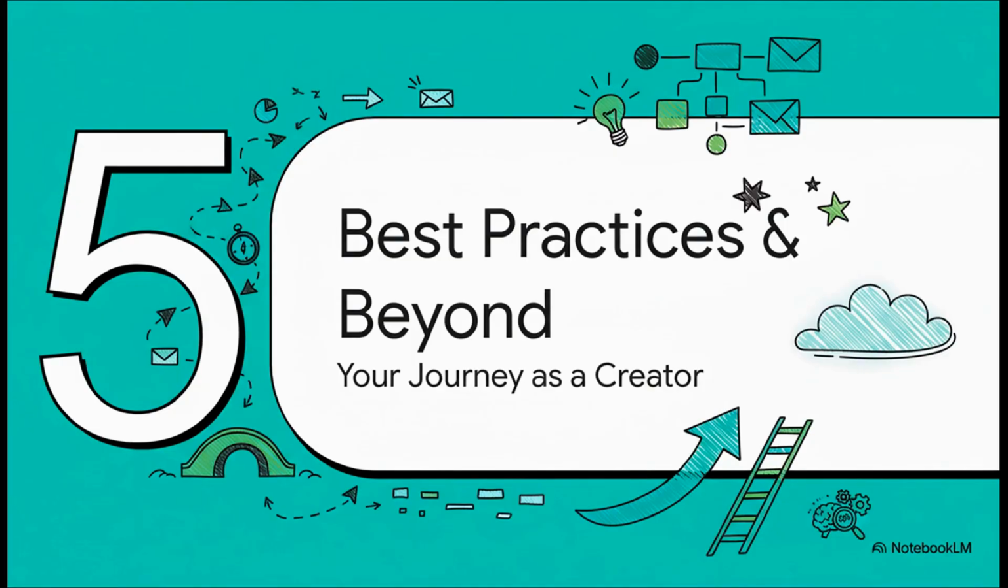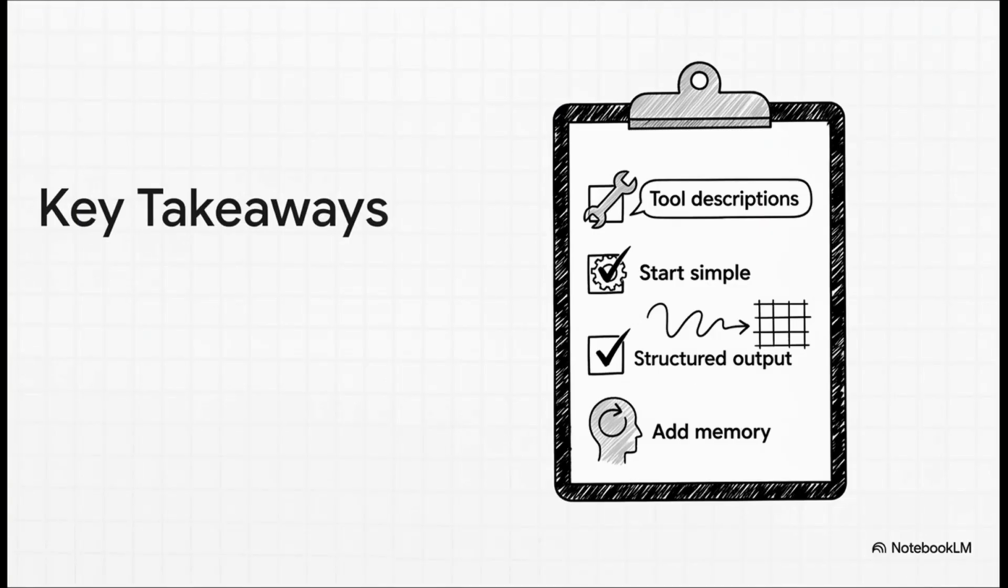You know, we've covered a ton of ground here. So, as you start your own journey building agents, what are the key best practices and the common traps you need to watch out for? Let's just recap the essentials. Here's your checklist for success. Number 1, nail your tool descriptions. Remember, they are basically prompts for the LLM. 2, start simple. Please, just get one tool working perfectly before you even think about adding a second. 3, use structured output whenever you can for reliability. And 4, add memory to turn your agent into a real conversational assistant.